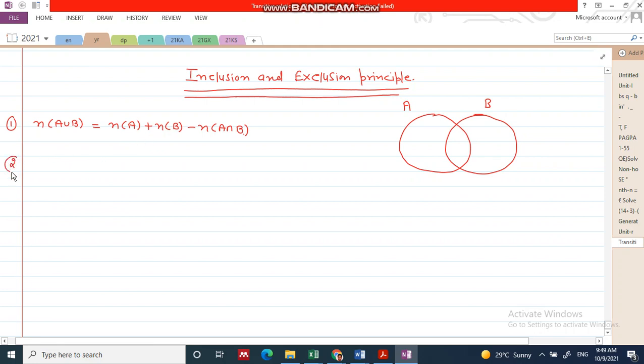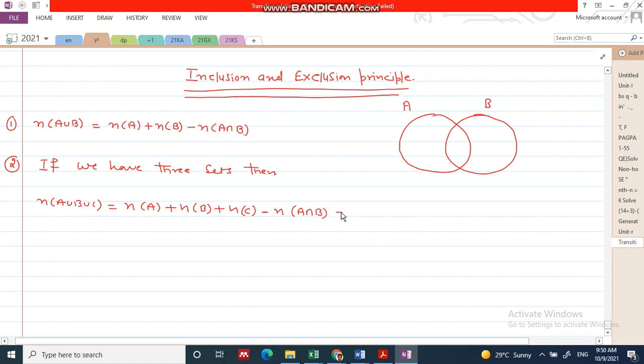Okay, now if we have three sets, then number of elements in A union B union C is equal to number of elements in A plus number of elements in B plus number of elements in C minus number of elements in A intersection B minus number of elements in B intersection C minus number of elements in C intersection A plus number of elements in A intersection B intersection C.